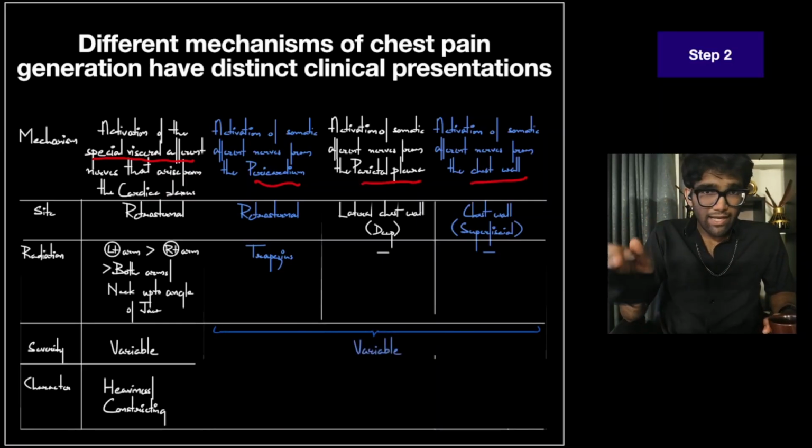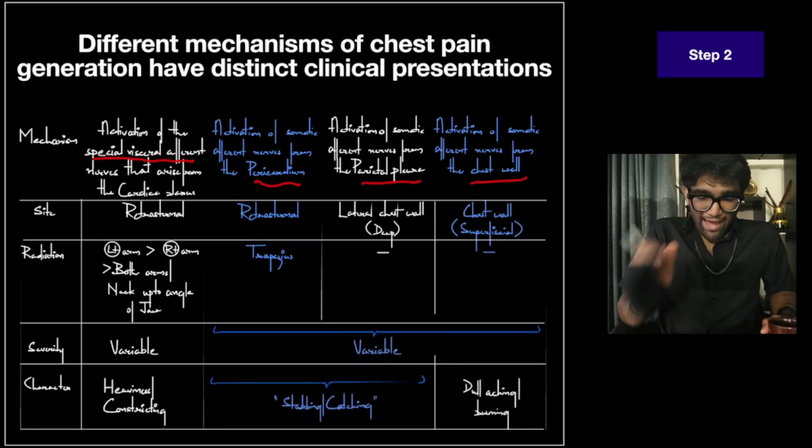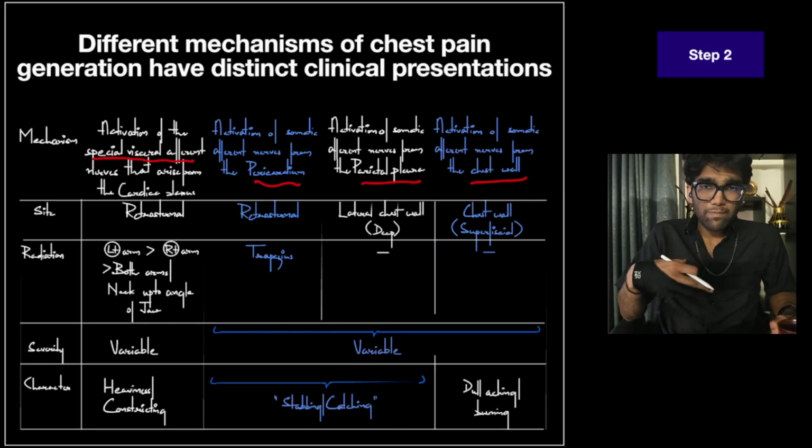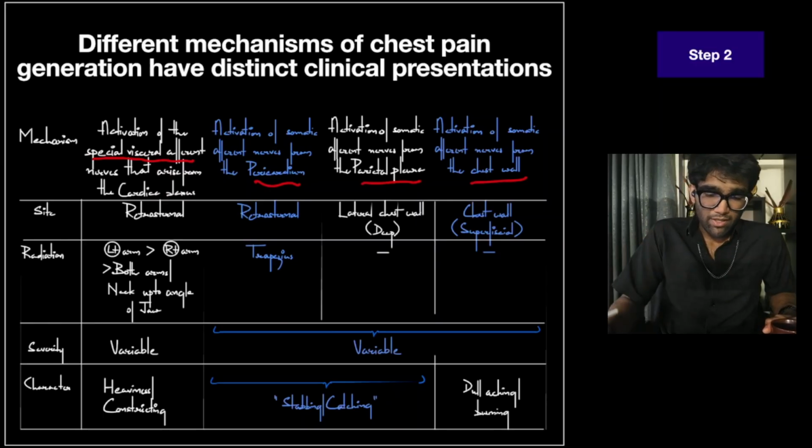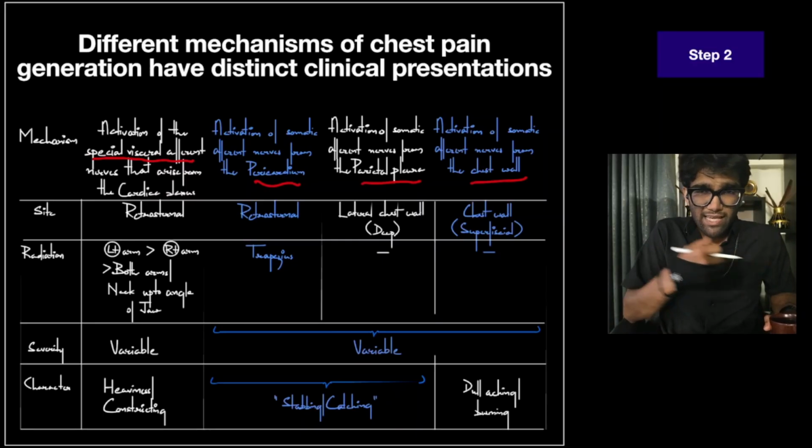Now, the severity again is very variable and is not a very useful characteristic in differentiation. The character is quite specific, because pleural and pericardial pain is often stabbing or catching in nature. The patient calls it catching because when they're taking a deep breath, suddenly they stop taking the deep breath because of increase in pain. So it's a catching type of pain. On the other hand, the activation of somatic efferents from the chest wall usually produces a dull aching pain. Sometimes over the skin it can produce a burning pain, particularly with herpes zoster.